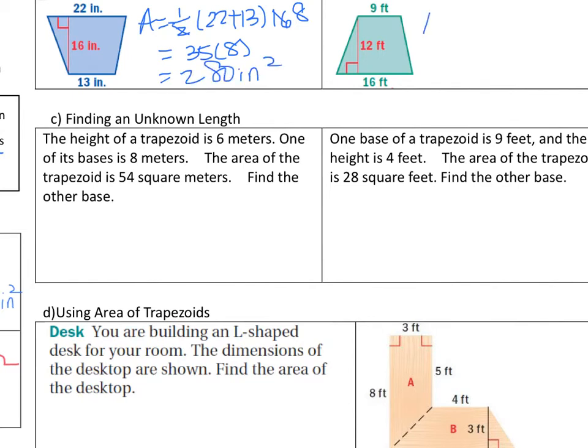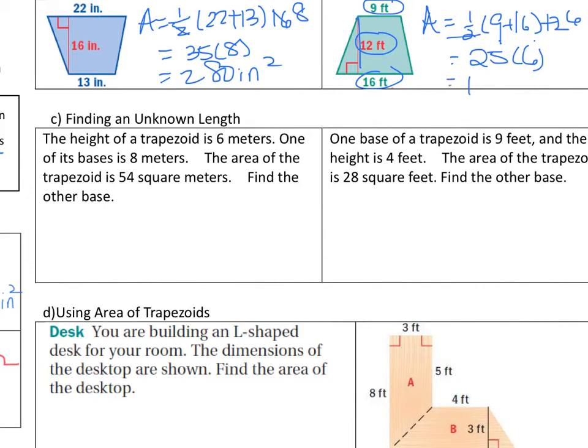Okay, let's take a look at one more. So the area is 1/2 times 9 plus 16, and then multiply by the height of 12 feet. And first cancel out 2 and 12. 9 plus 16 is 25. 25 times 6 is 150 feet square.